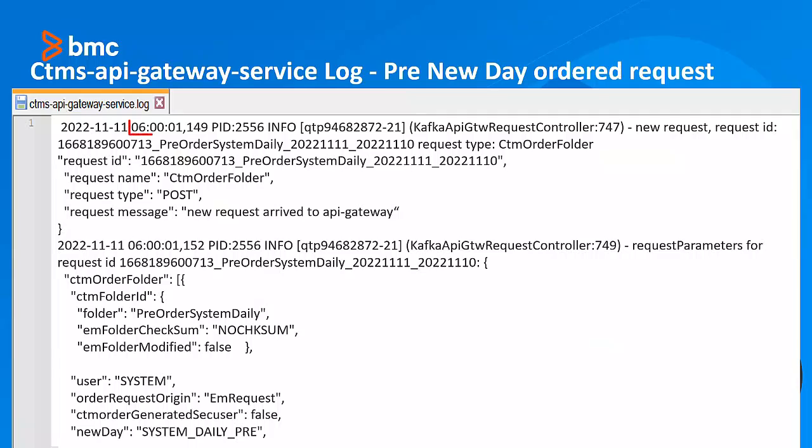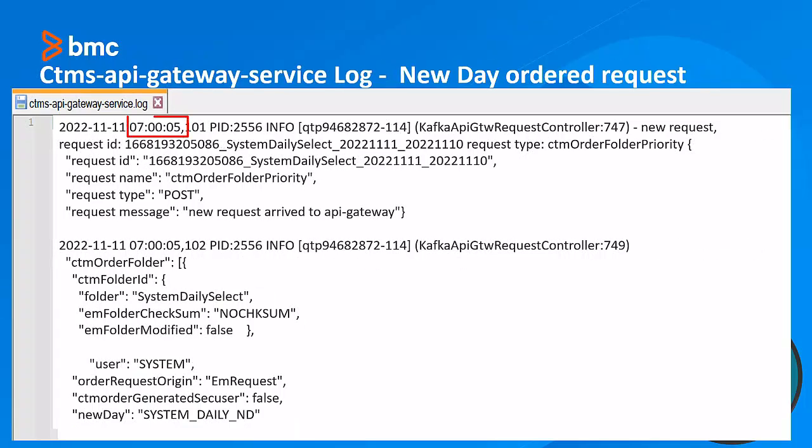From here, we can see that at 6, the pre-order system daily request was sent. The request is sent from the CE process to the CTMS API Gateway Service. We do see here the request is to order the pre-order system daily, and the new day is set to system daily pre for pre-order.